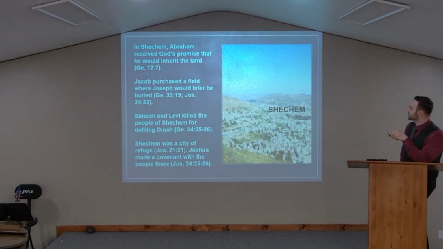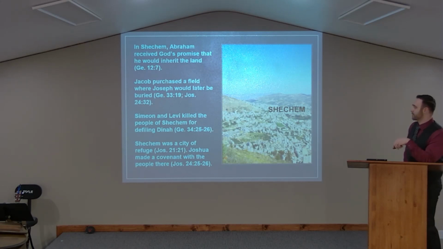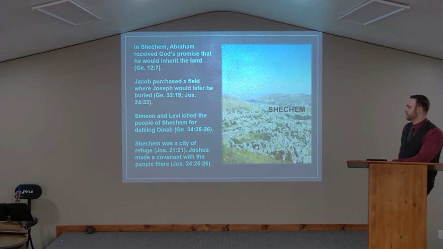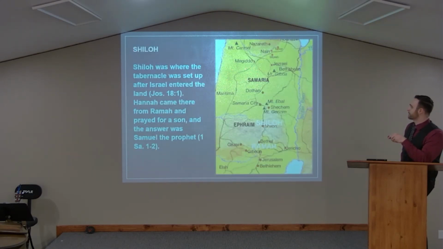In Shechem, Abraham received God's promise. Jacob purchased a field there. Obviously, it's quite populated now. This is all buildings down here in the valley. Simeon and Levi killed the people of Shechem for defiling Dinah, and it was also a city of refuge. And then Shiloh was where the tabernacle was set up after Israel entered the land. Hannah came there and prayed for a son. Right here.